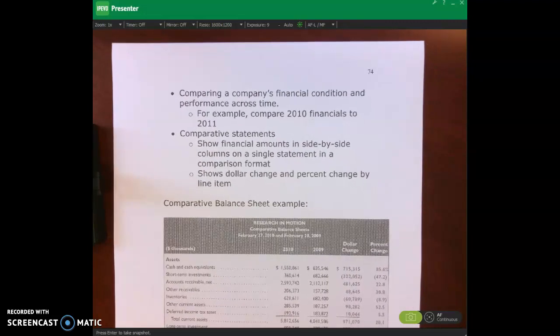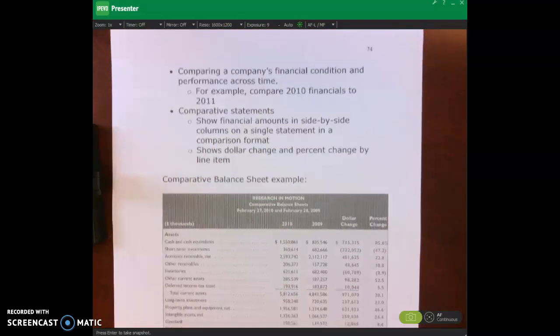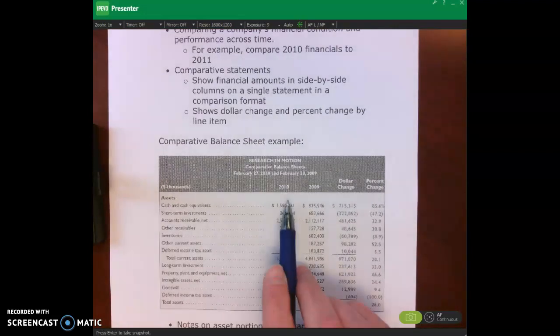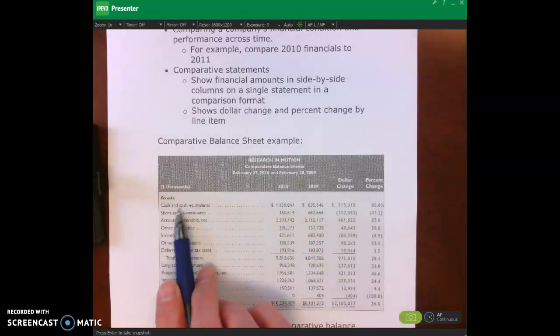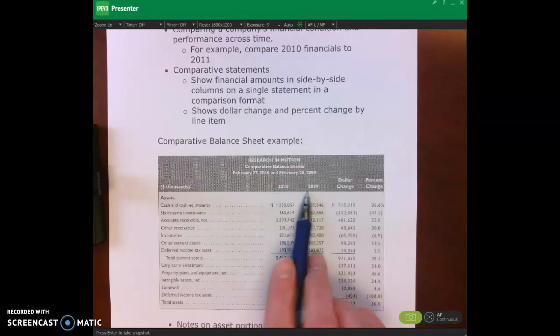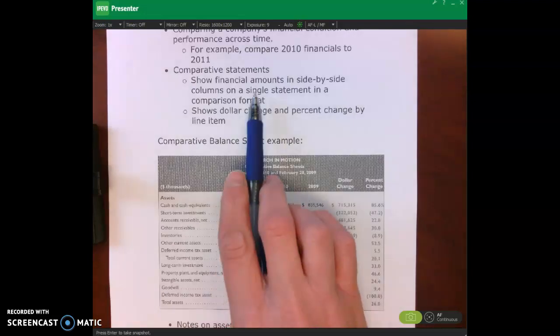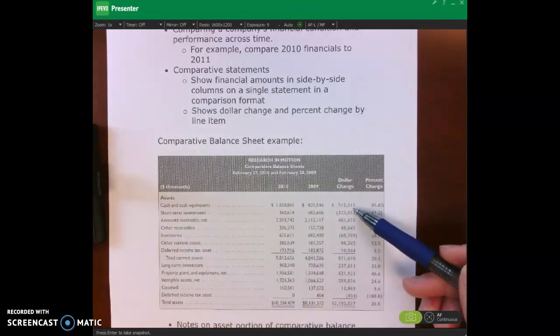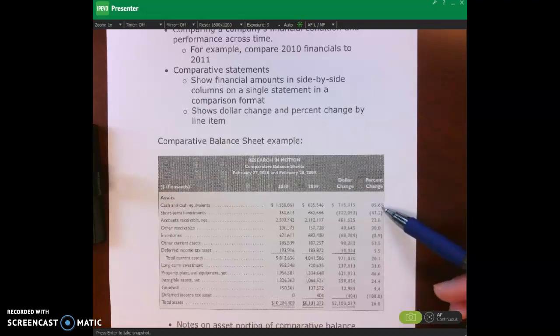We could show comparative financial statements. So for example, we have a balance sheet here, and we're showing our assets, cash, short-term investments, accounts receivable. We're showing it by year. And so you can see right over here, we're showing our financial amounts side by side by year, and then we can show a dollar change, and then we can show a percent change.